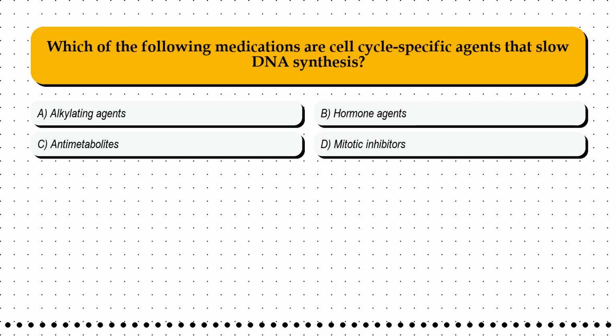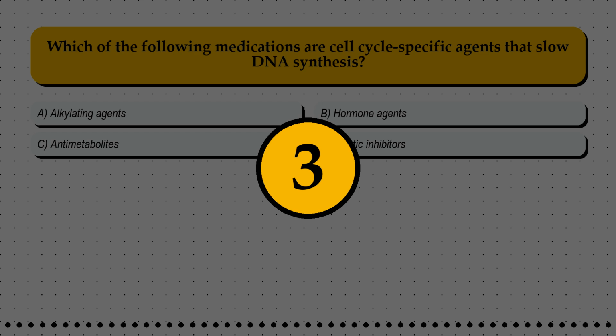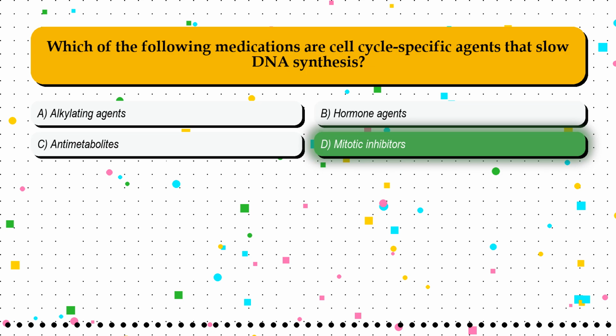Question 196. Which of the following medications are cell cycle-specific agents that slow DNA synthesis? Option A, alkylating agents. Option B, hormone agents. Option C, antimetabolites. Option D, mitotic inhibitors. The correct answer is option D, mitotic inhibitors.